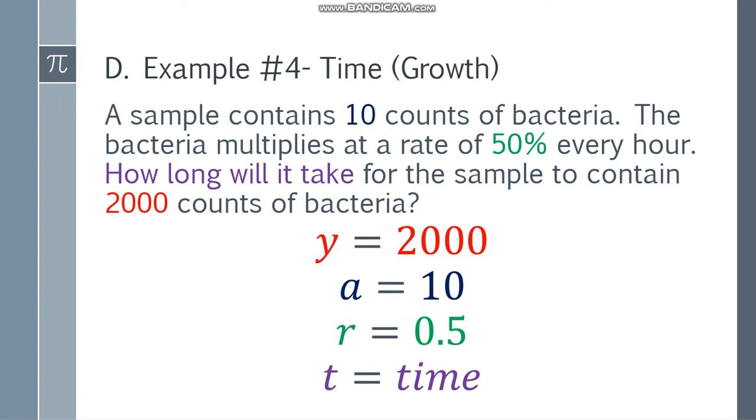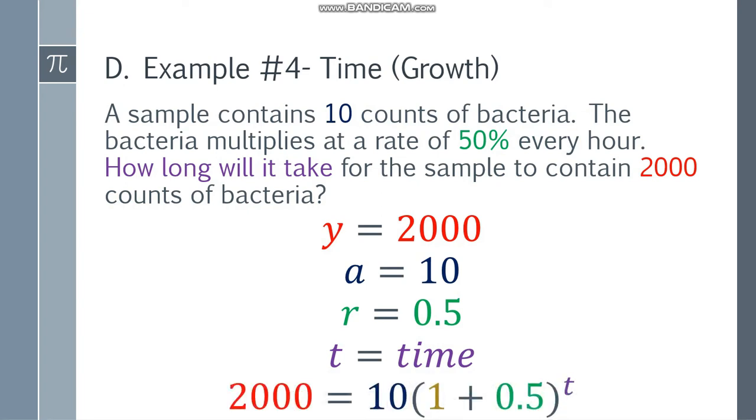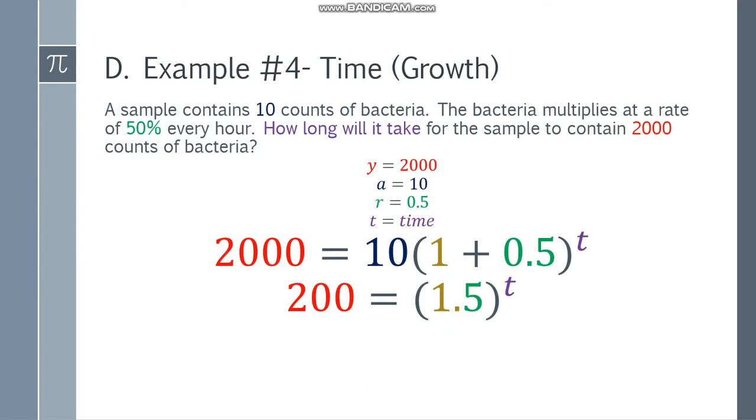Next one. Give me yung formula: y is equal to A times the quantity 1 plus r to the t power. Substitute the values. So, 2,000 here is equal to 10 times 1 plus 0.5 to the t power. Divide both sides by 10 para mawala yung 10 dito. Of course, magiging 200 to. At sinimplify ko na rin to, that will be 1.5. So, we have 200 is equal to 1.5 to the t power.